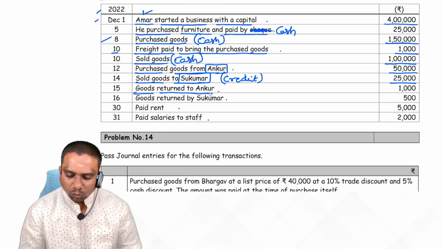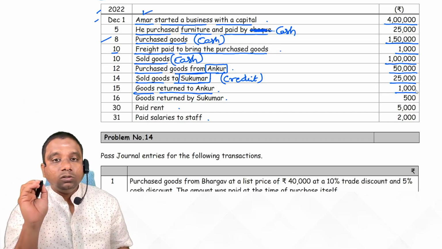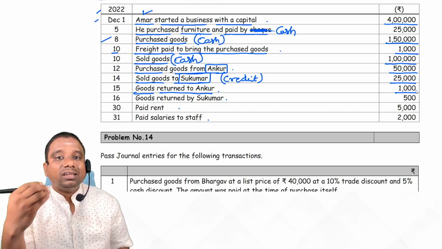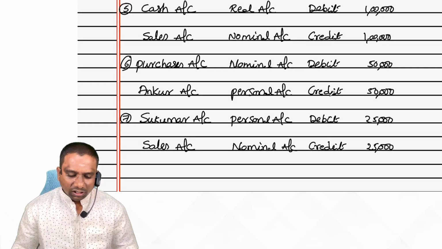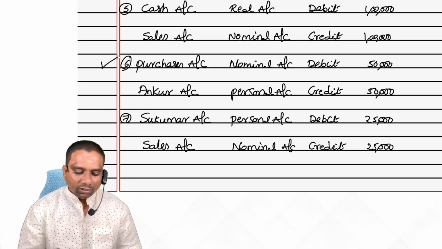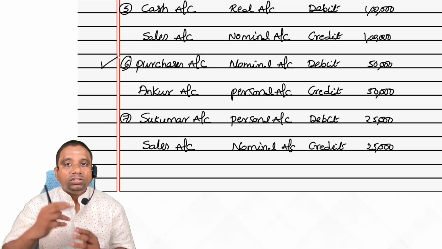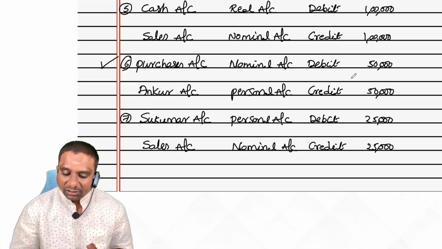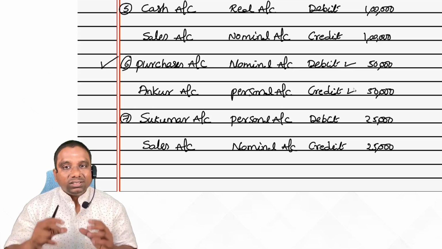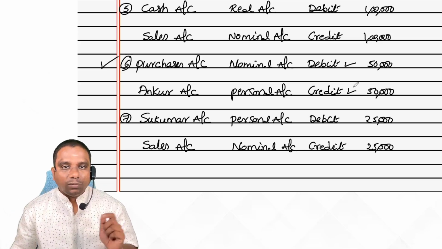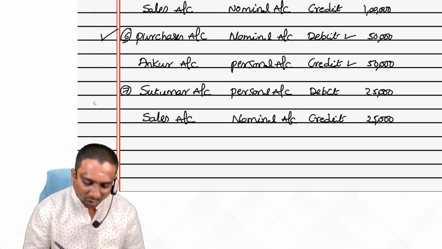Goods returned to Ankur 1,000. Earlier we purchased goods from Ankur, na. Now this time we are returning goods to Ankur. So what we generally do is, whatever accounts we identified earlier, purchase account and Ankur account, now they become reverse. Earlier purchase account debit, Ankur account credit. Now the same becomes reverse. Sir, why do they become reverse, sir?